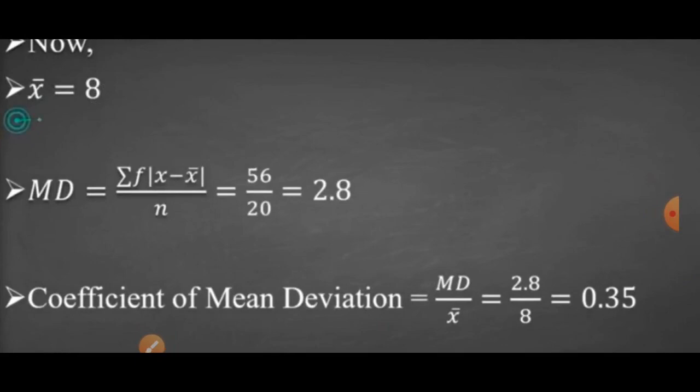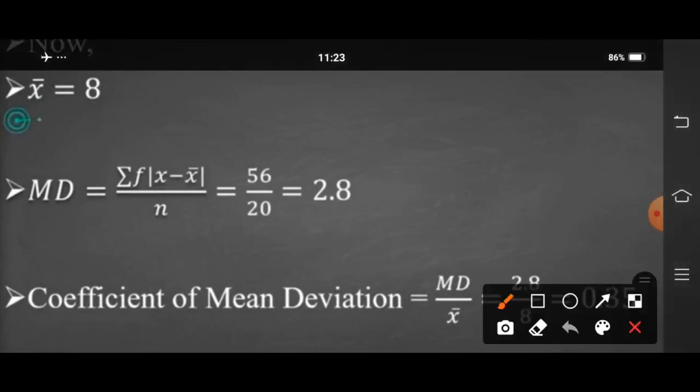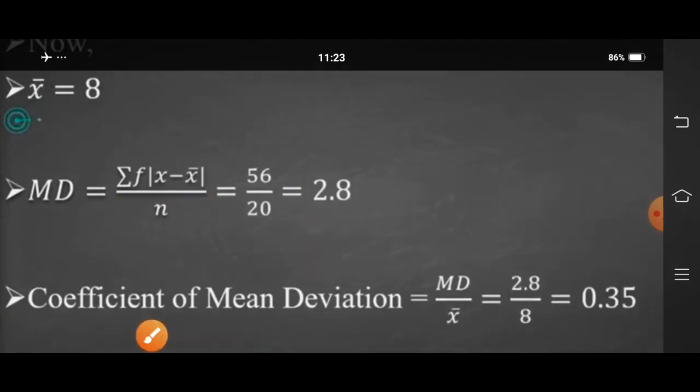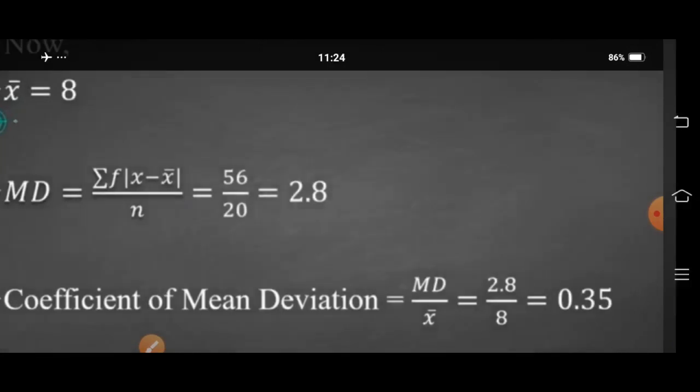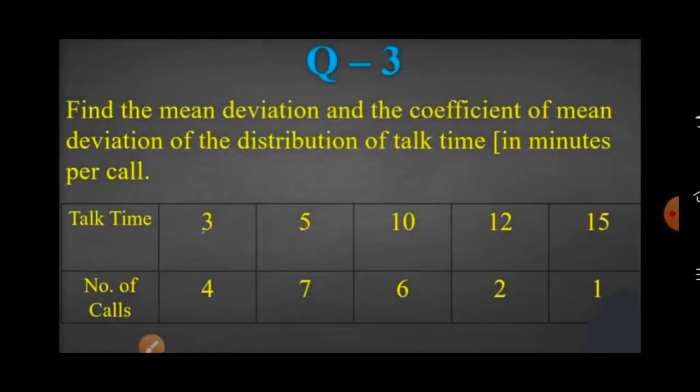Okay, put into the formula. X bar equal to 8, you know. MD, mean deviation, equal to sigma f absolute value of x minus x bar divided by n. Sigma f absolute value of x minus x bar equal to 56. The f column total n equal to 20. Our MD is 2.8. Now coefficient of mean deviation is mean deviation divided by mean. Mean deviation is here 2.8, mean is 8. The answer would be 0.35.